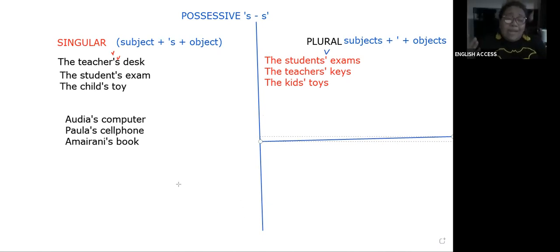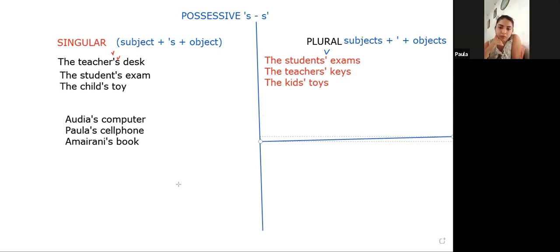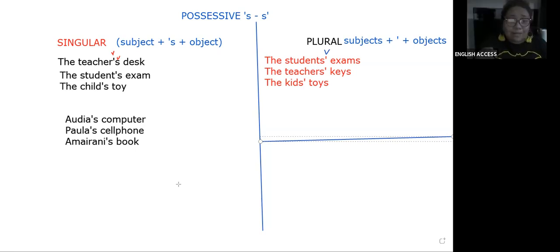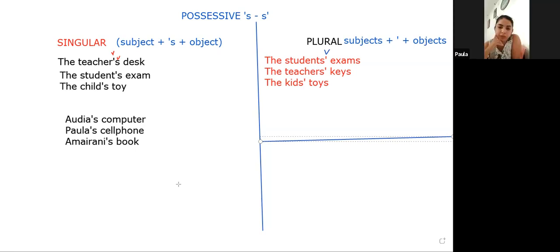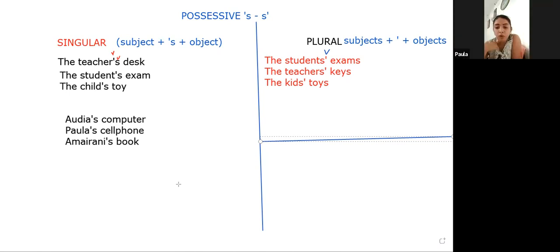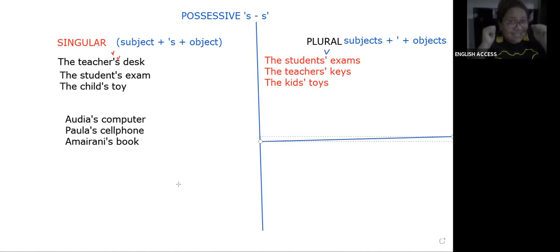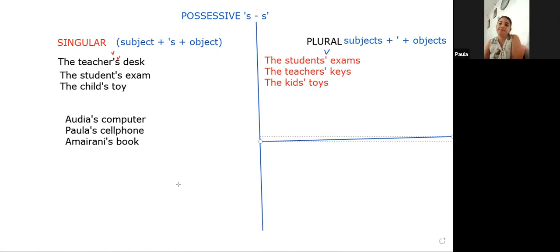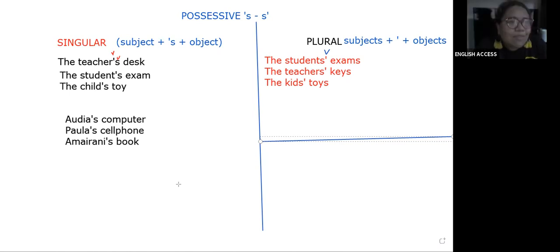If I say woman in singular, what is the plural of woman? Women. What is the plural of man? Men. What is the plural of child? Children, right? Yes. What is the plural of person? People. Okay. ¿Son plurales? Sí, son plurales. Pero son irregulares porque no terminan en S. Entonces, en ese caso, ¿qué vamos a hacer?